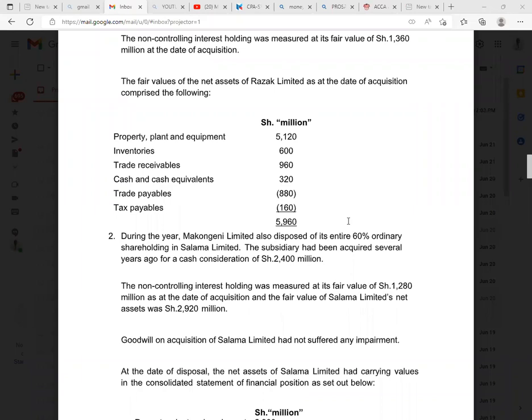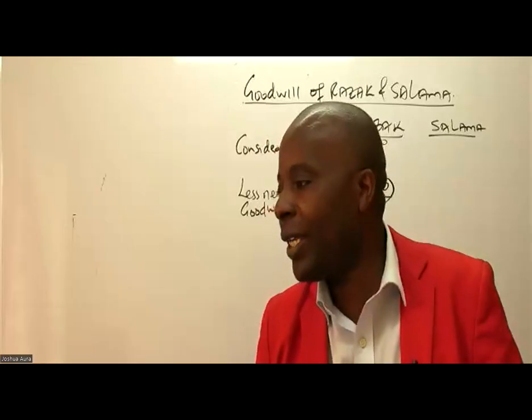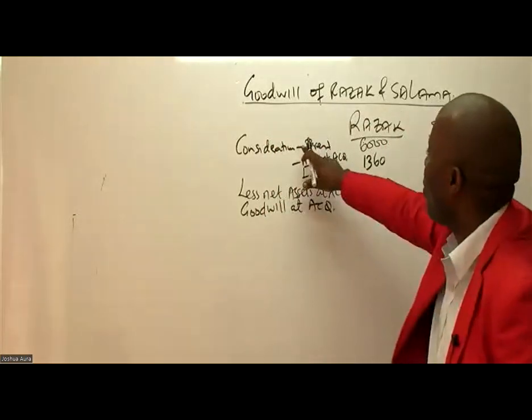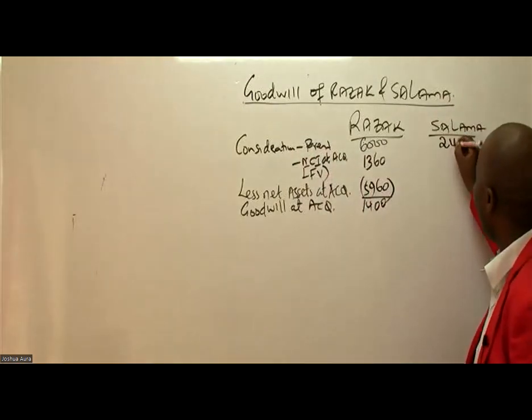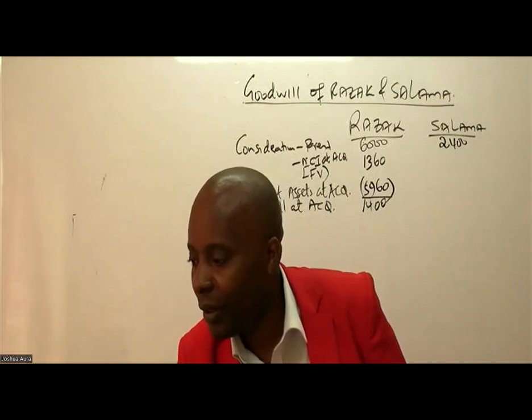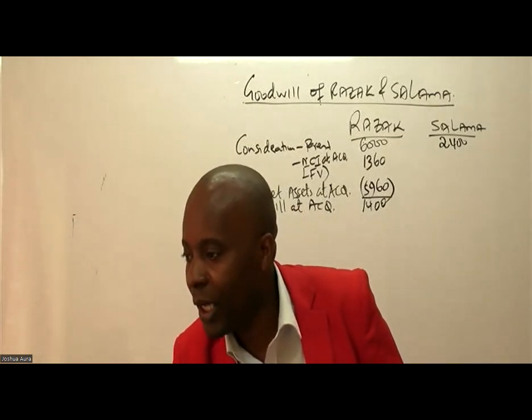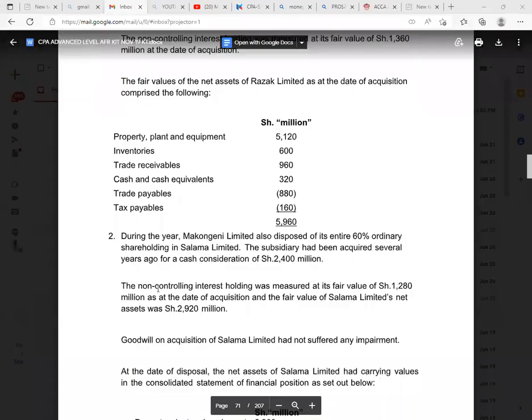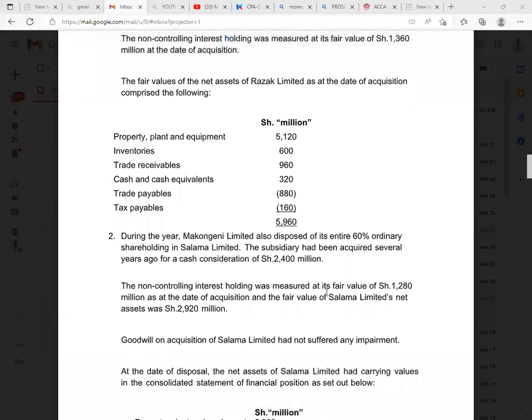Great! So I can see the purchase consideration of the parent. During acquisition, the consideration of the parent was 2,400. Okay, so we are told here the NCI was measured at its fair value of 1280 at the date of acquisition.